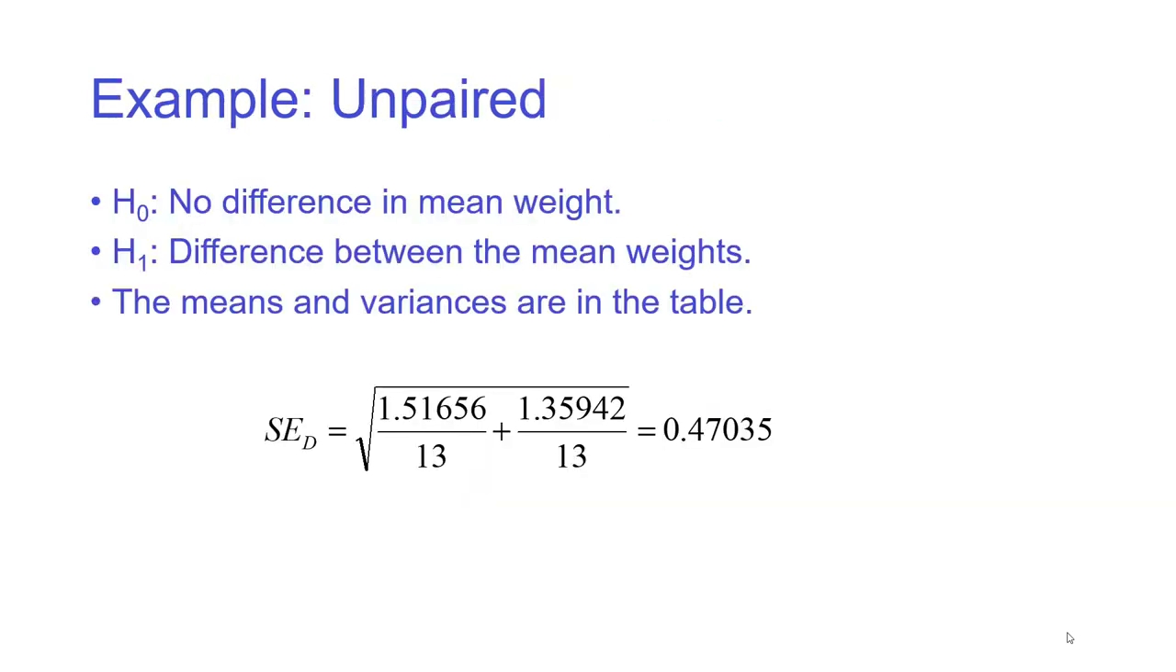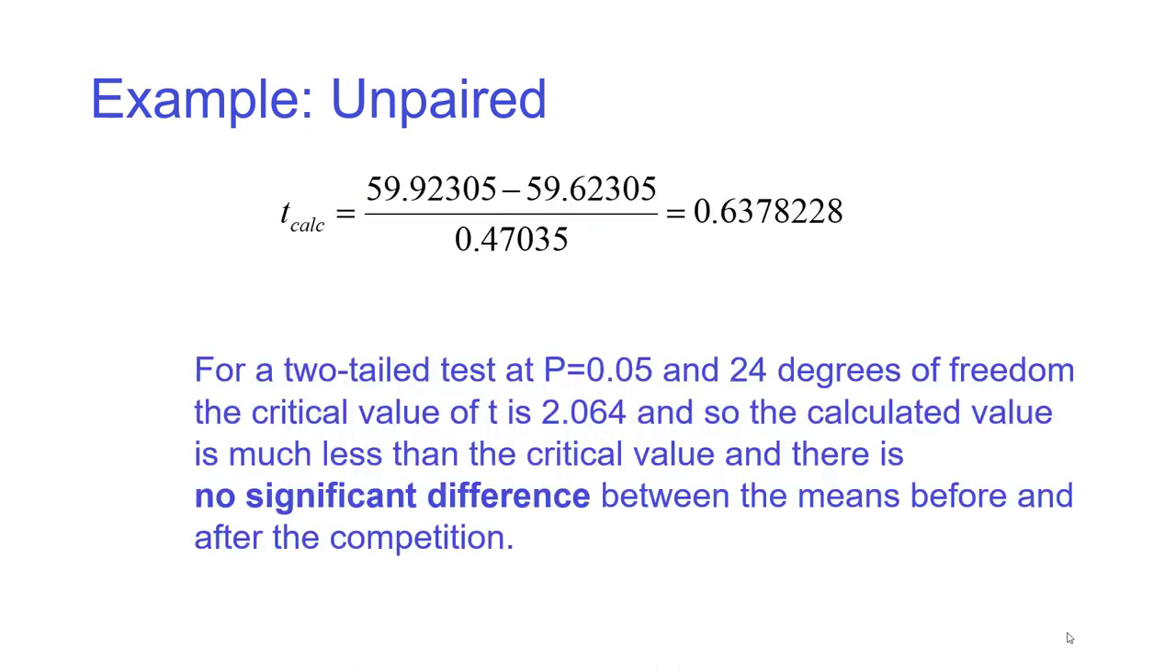So the standard error for the difference is the variance of before divided by the sample size of 13, plus the variance of after divided by 13, all square rooted, and it's 0.47035. So now what you're going to look at is the difference in the means, in terms of standard errors of the difference, as a ratio. The difference between the two is 59.92 minus 59.62, which is 0.3. So 0.3 divided by 0.47 happens to be 0.6378. So that is much less than 1. The difference in average weights between before and after is less than 1 standard error of the difference.